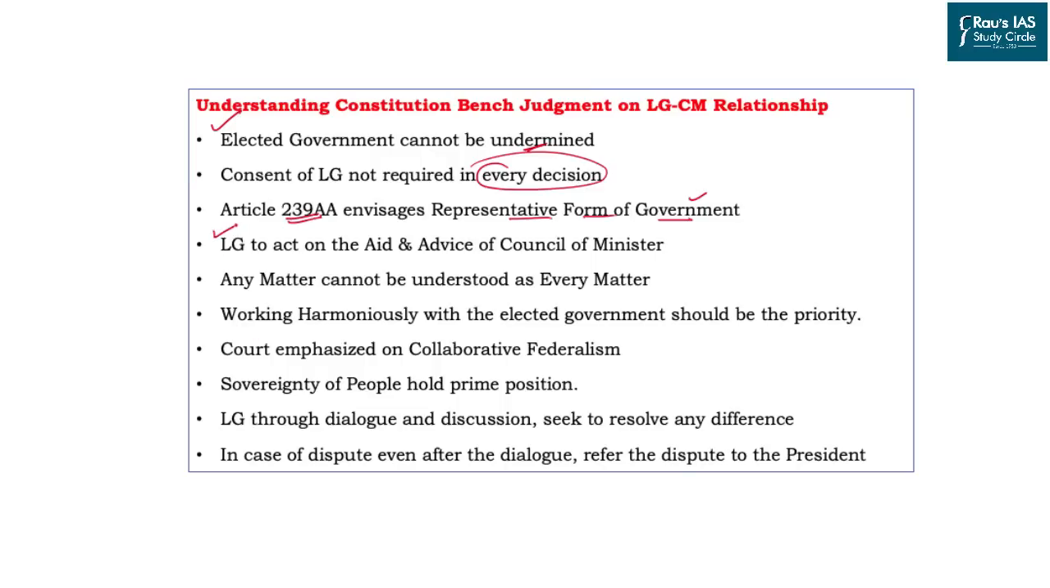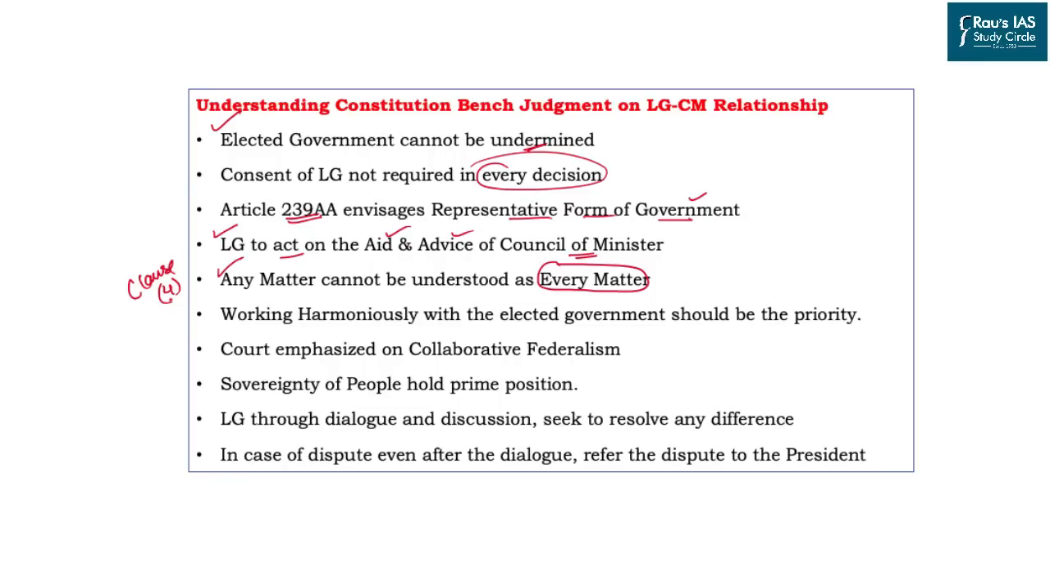Then comes that the Lieutenant Governor should act on the aid and advice of the Council of Ministers. Under this article, he or she should act accordingly, except when he decides to refer the matter to the President for a final decision. Otherwise, he should follow the decisions or the planning done by the Council of Ministers. The next order was that any matter cannot mean every matter. The point is, under clause 4 of Article 239AA, the words any matter are written. Now, any matter does not mean that the Lieutenant Governor can take up every matter. Any matter means that he or she can look into any matter, but it does not mean that every matter should be taken under the cognizance of the Lieutenant Governor. He should be kept in the loop.